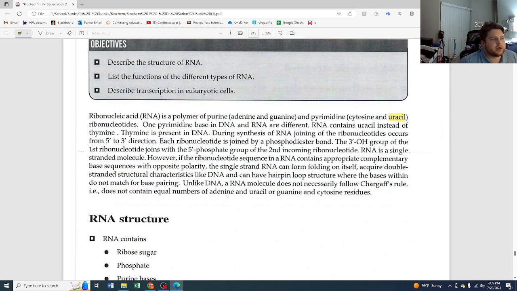During synthesis of RNA, joining of the ribonucleotides occurs from the 5' to 3' direction, just like in DNA. Each ribonucleotide is joined by a phosphodiester bond, just like in DNA. The 3' OH group of the first ribonucleotide joins with the 5' phosphate group of the second incoming ribonucleotide, exactly the same as DNA. RNA is a single-stranded molecule. This is where it is now different. RNA is single-stranded, DNA is double-stranded.